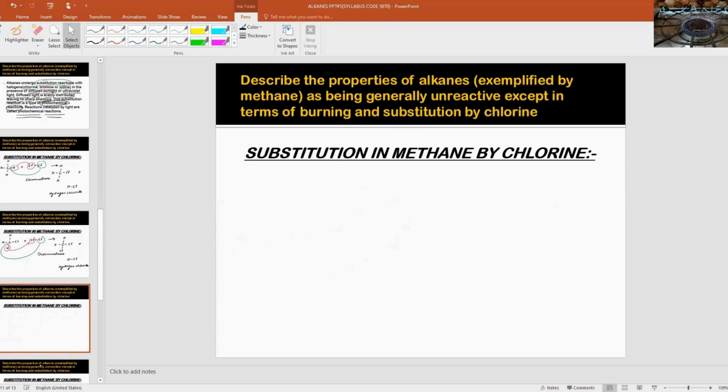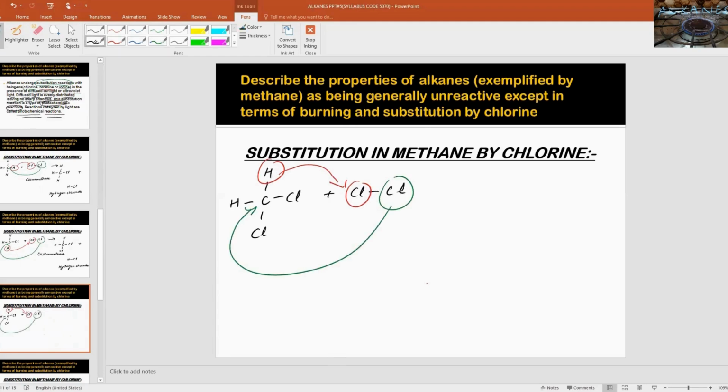In the third step, again, the product of the second reaction will become one of the reactants. It will be attacked by another chlorine molecule. The products will be trichloromethane and hydrogen chloride.